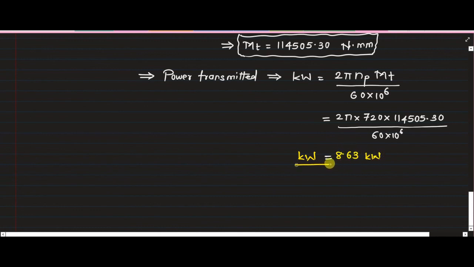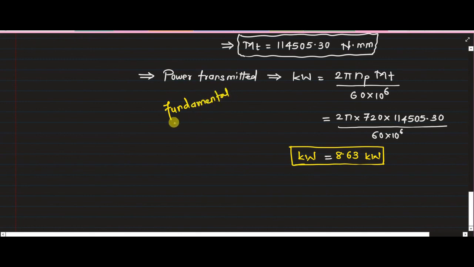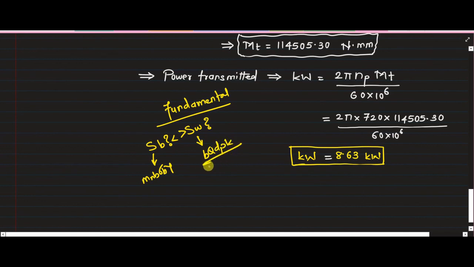That's your final answer. So I hope this was useful to you, because this was a fundamental numerical in the analysis of helical gears. Remember, our understanding was very simple. We just needed to know whether SB is greater or whether SW is greater. Whichever is smaller, we simply proceed in that direction. The formula of SB was known to you, that is m n b sigma b Y, and the formula for SW was also known to us, that is P cube dp k upon cos square of psi.